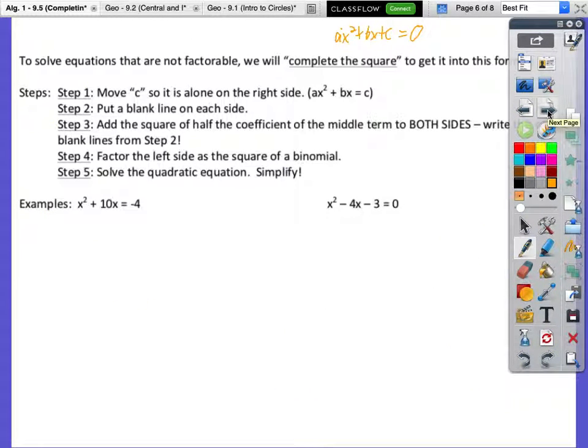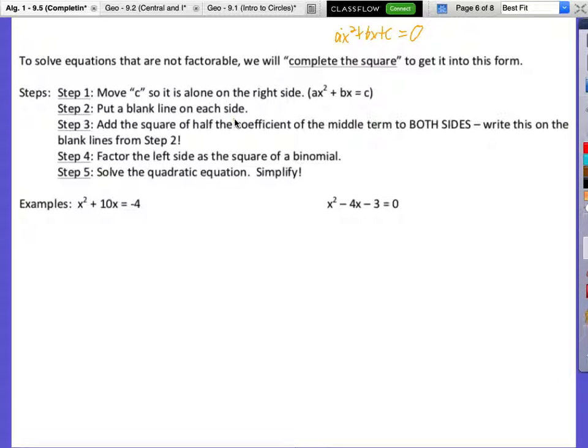Okay, and then step 2, we'll literally put a blank line on each side. We're going to add in a blank line on each side. Okay? And we'll talk about 3, 4, and 5 as we continue to go through. But I want to start through those first steps, just to make sure we understand this tangible.